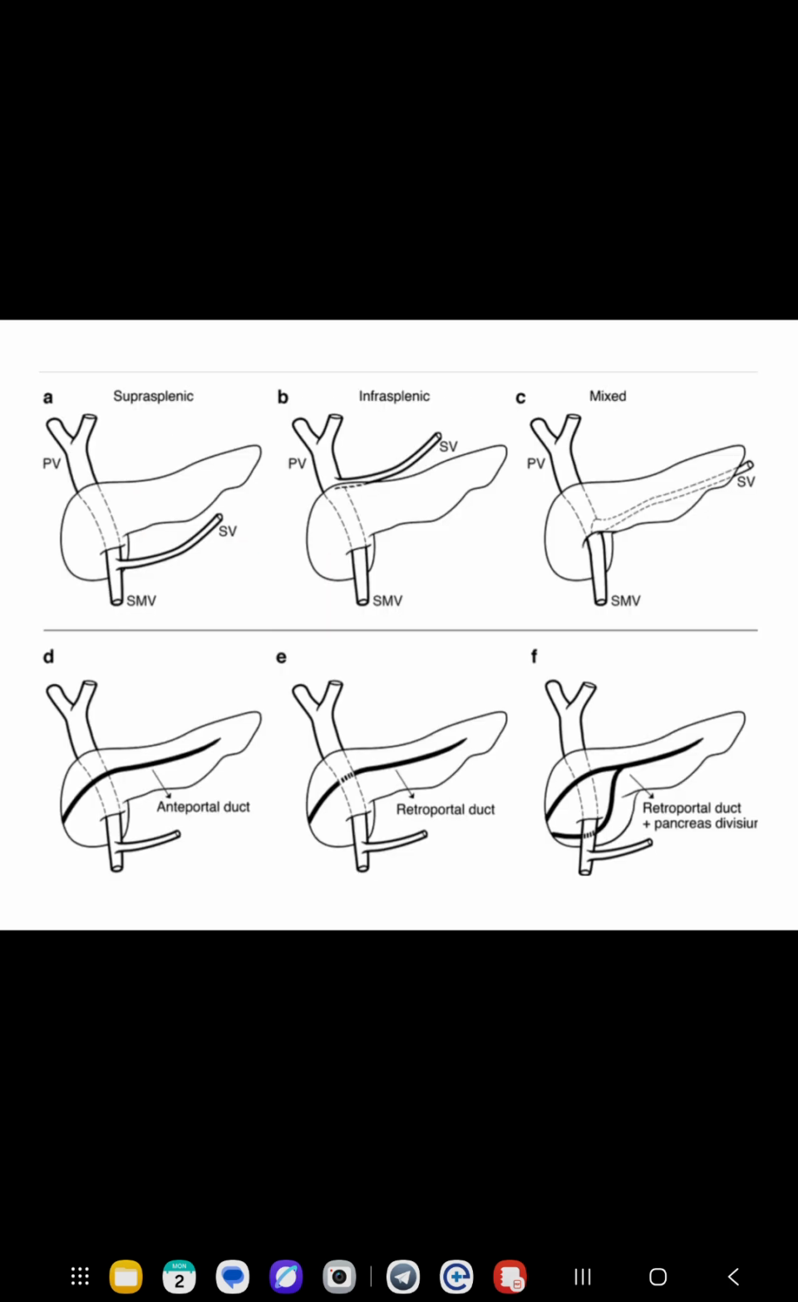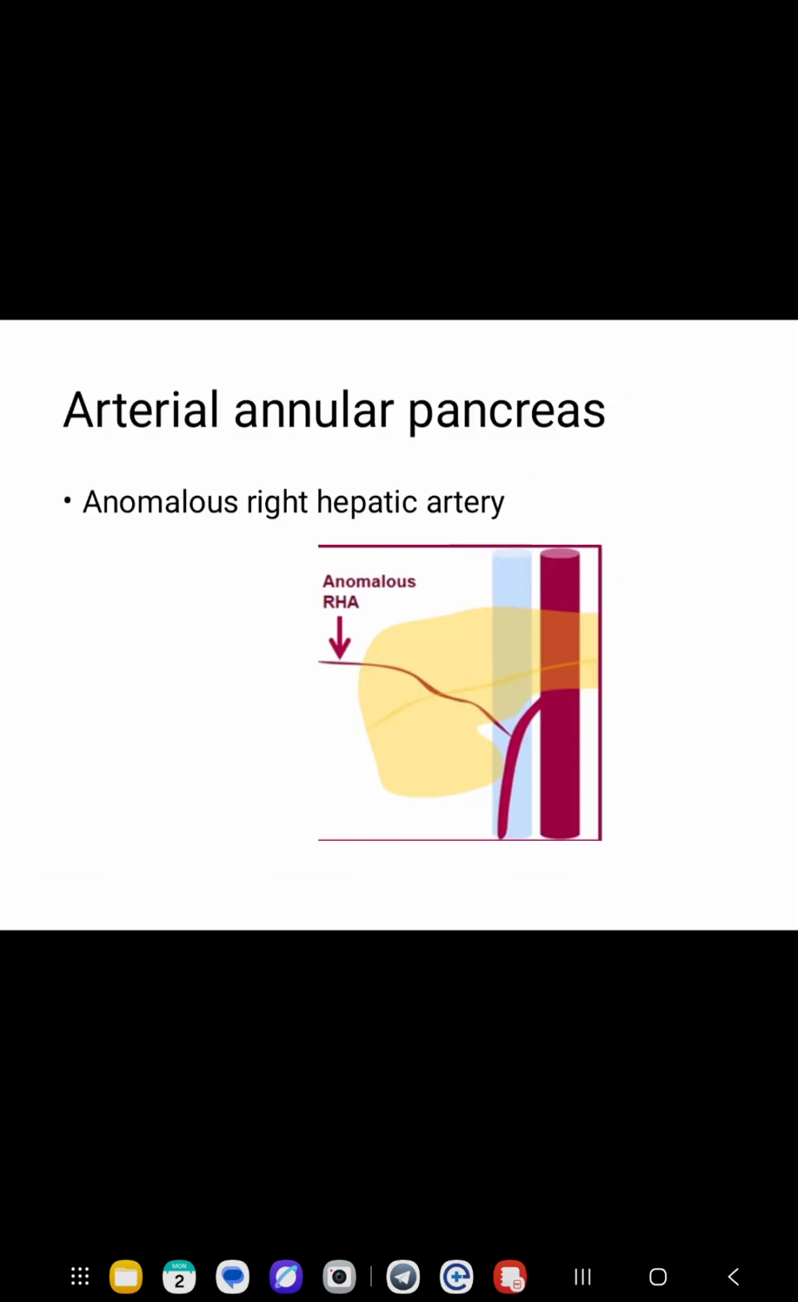Now this also has some divisions, that is whether the splenic vein is running below, or running above, or through this pancreatic tissue. Another division is based on the position of the main pancreatic duct, whether it is running anterior to it, posterior to it, or both. Then arterial annular pancreas: as we said, pancreatic tissue can surround the duodenum, it can surround the portal vein, and very rarely it can surround some artery, usually an anomalous right hepatic artery.